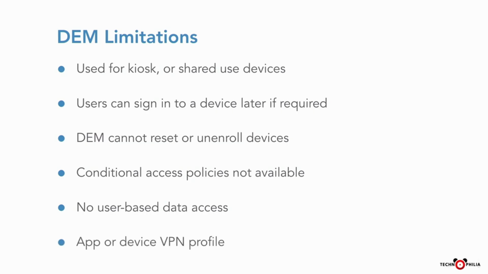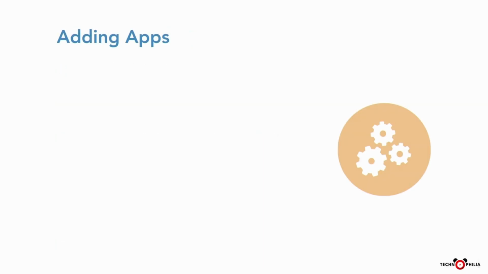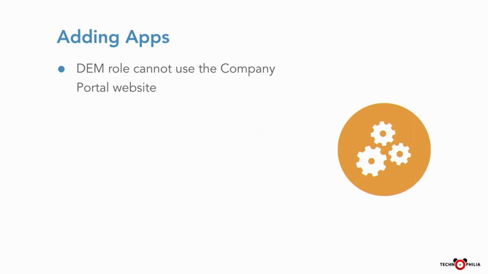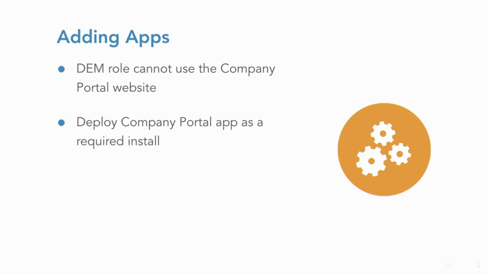When provisioning, the DEM account needs to use the Company Portal app to be able to manually add apps to the device. The Company Portal app should therefore be deployed by Intune as a required install to the Device Enrollment Manager's user account. Then the DEM can assign any apps to the devices that they're deploying.